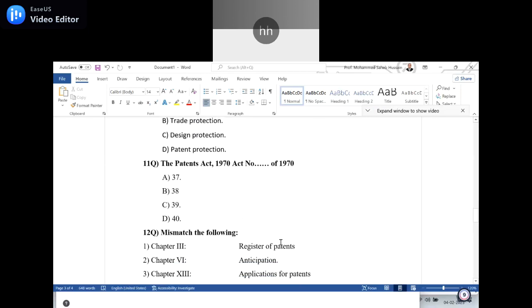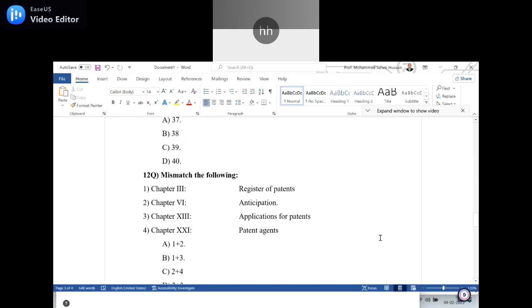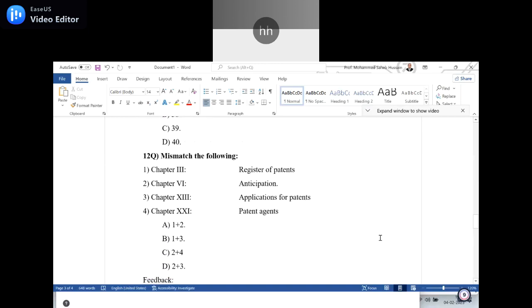Now mismatch. 1. Chapter 3, Register of Patents. 2. Chapter 4, Anticipation. 3. Chapter 13, Application of Patents. 4. Chapter 21, Patent Agents. And here I have given the options. A, 1 plus 2. B, 1 plus 3. C, 2 plus 4. D, 2 plus 3. I say mismatch.